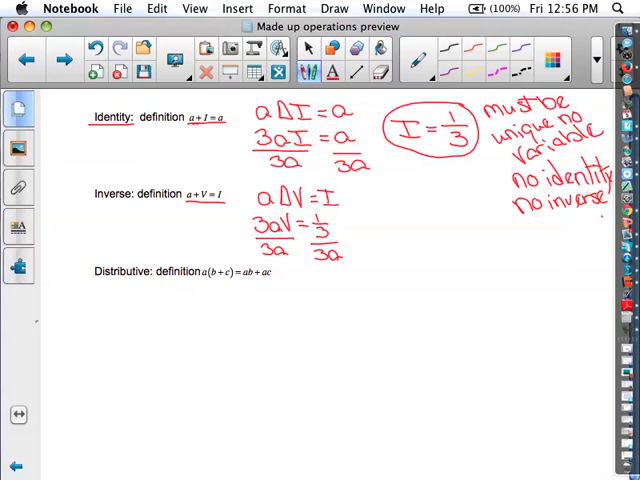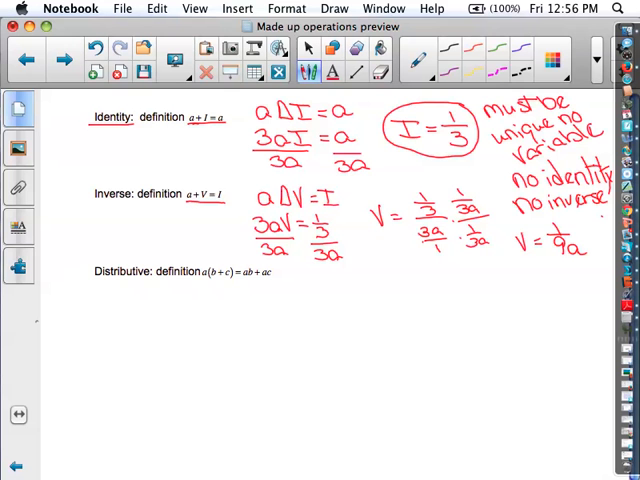Oh, look, there's a compound fraction. I'm going to get V is equal to 1/3 over 3A. Put that over 1 and then solve that compound fraction so that you get the inverse is equal to 1/9A. The distributive property, we actually need two operations, and we don't have those, so we're not going to be able to continue on with the distributive property.